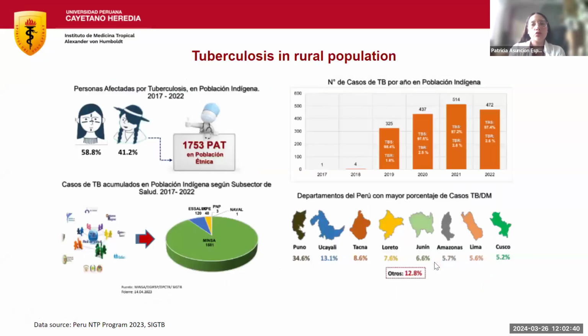Okay, now I want to show the rural population, just as a brief amount of people. As you can see here, 1,000 people in the rural population of indigenous people have been diagnosed with active TB, and there are different origins for the people. For example, the jungle, which represents 58%, and the mountains region, which also represents around 40% of the population.